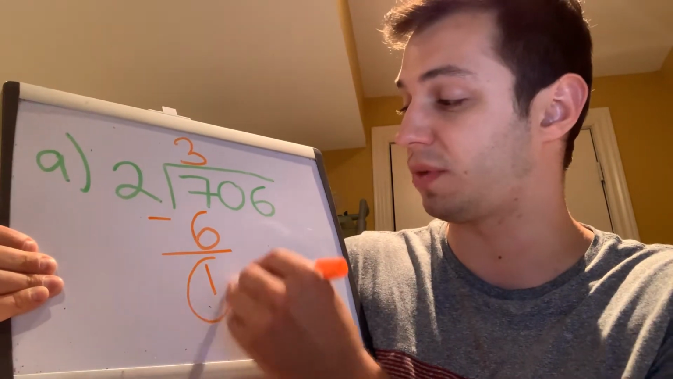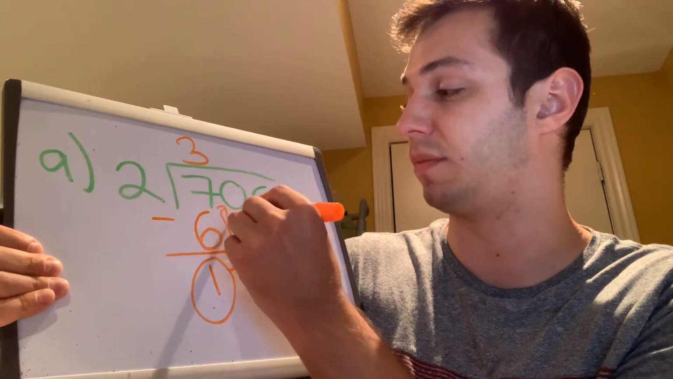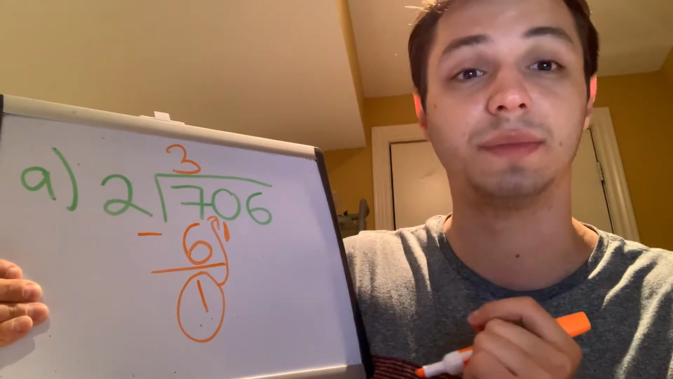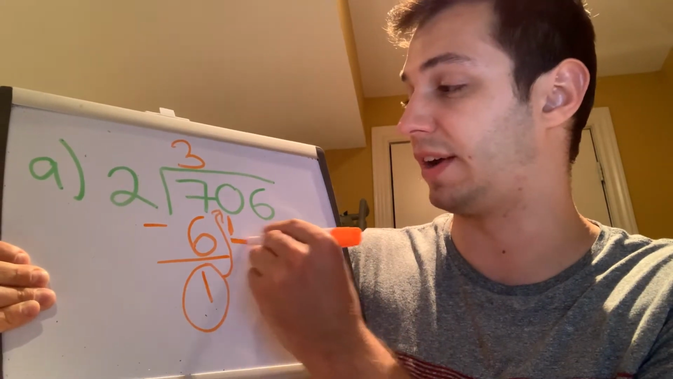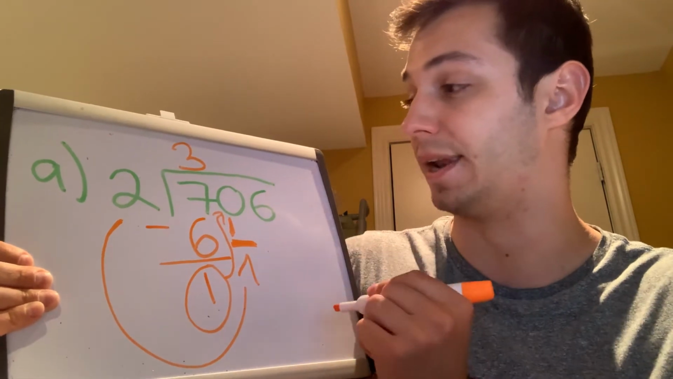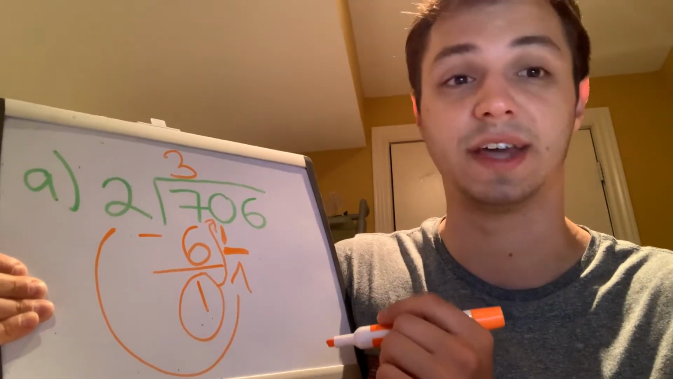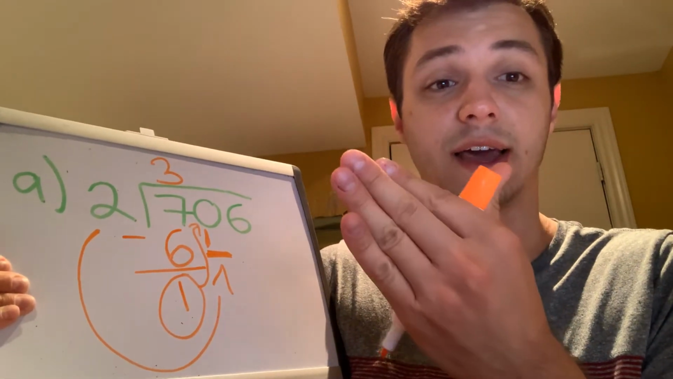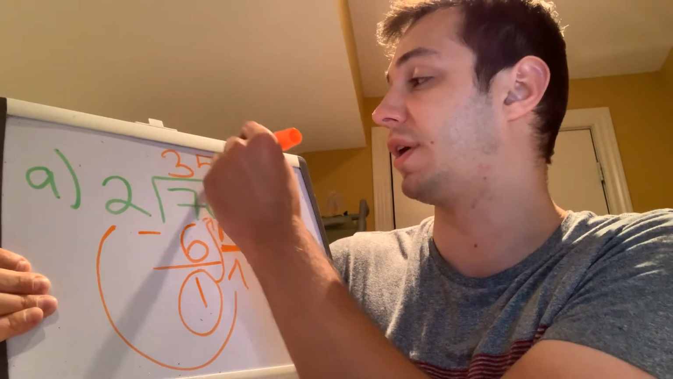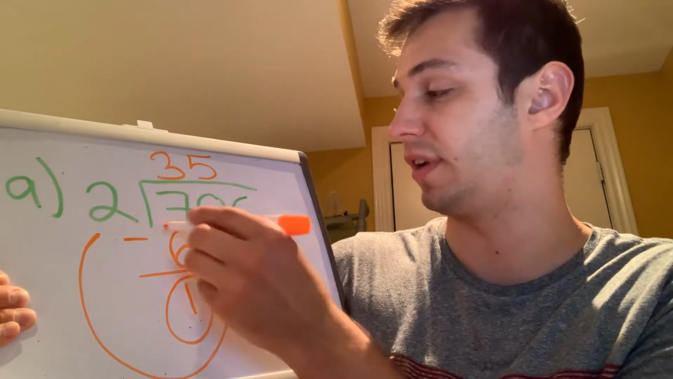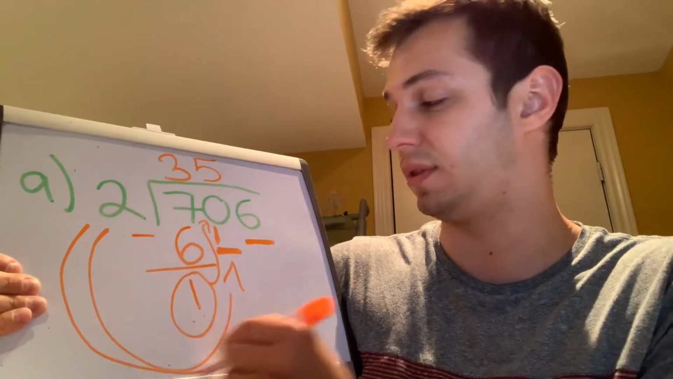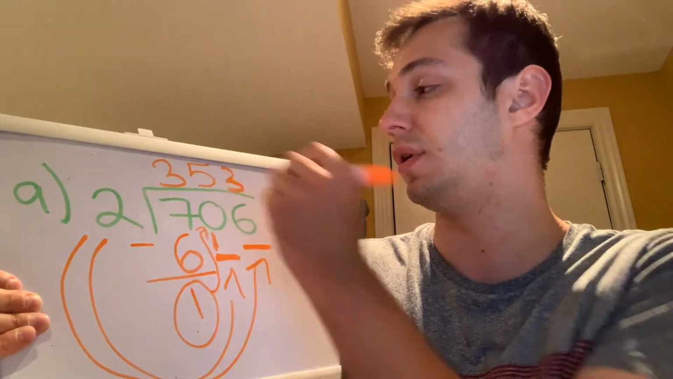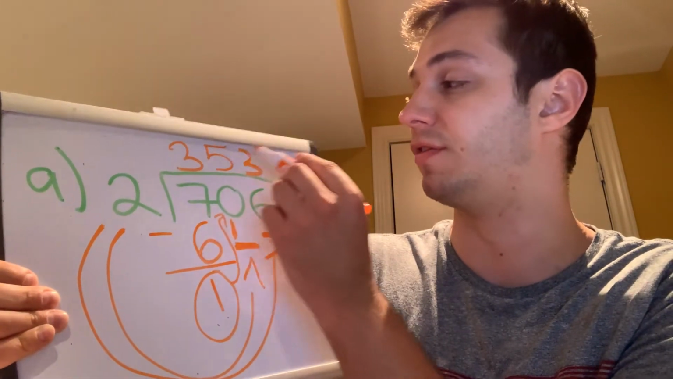Then I'm going to put this remainder of 1 and move it to the next number right over here. So now, instead of this being a 0, it's going to be a 10. I'm going to try dividing the 2 into 10. We know that 2 can go into 10 5 times: 2, 4, 6, 8, 10, 5. So I'm going to put my 5 right above. And now I'm going to try to divide the 2 into the 6. 2, 4, 6, 3 times. So I'm going to put a 3 at the top. Our answer is 353.